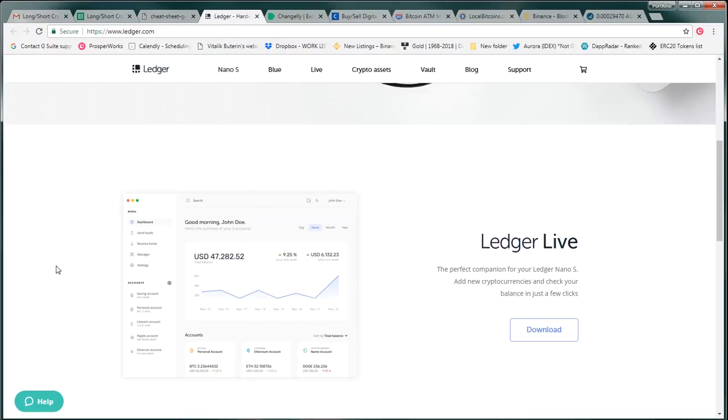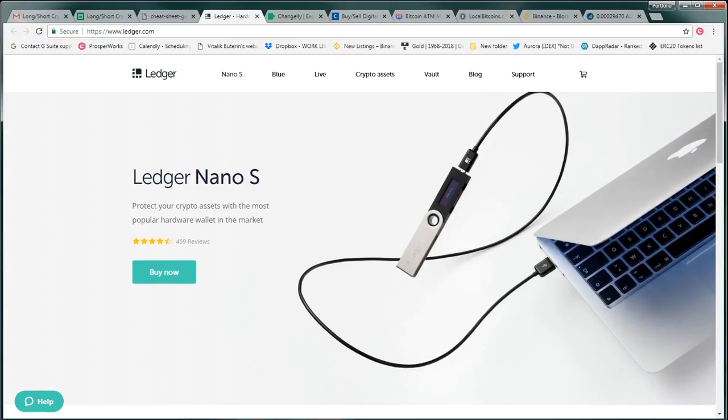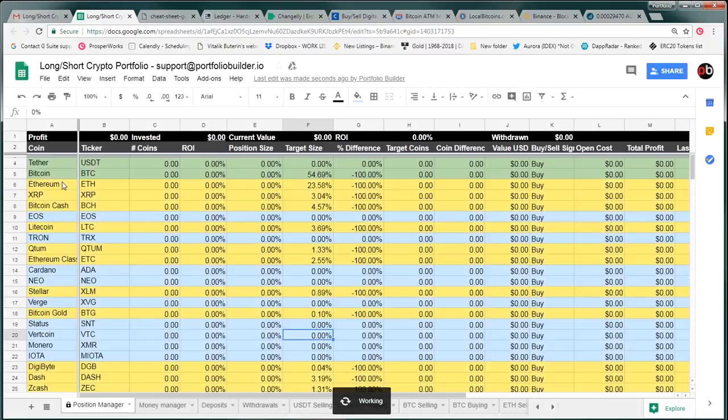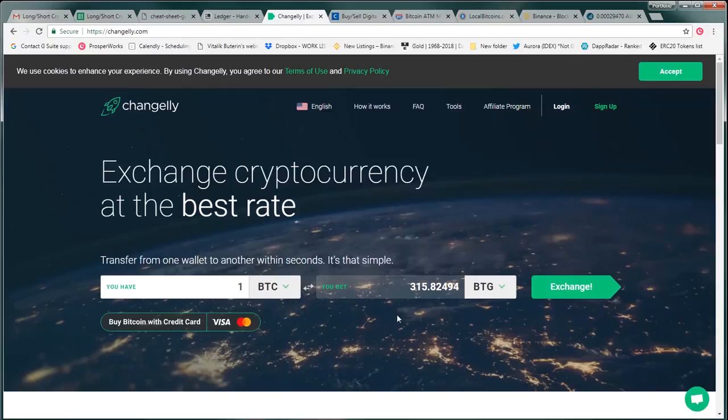Now what we're not going to cover in this video, but is linked to for detailed tutorials in the PDF guide, is exactly how to use the NanoLedger S, which is what I recommend for storing and trading your yellow coins in the portfolio, and also green, depending on if you're going to use a short portfolio or not. We're not going to cover in the video how to use Changelly. It's very easy, and in the PDF we also have a detailed guide on how to use that.